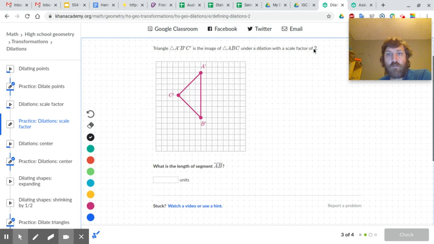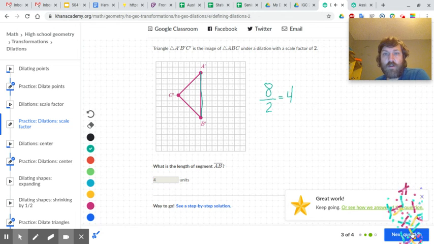All right. Scale factor is going to be the scale factor of 2. But notice they're giving us the final image, and they want to know what the original was. So we're going to go backwards. If we're going to go backwards, we have to divide instead of multiply. So we look at AB, which is right here, and we see that AB is 1, 2, 3, 4, 5, 6, 7, 8 long. And it's going to be divided by the scale factor of 2, which is 4.